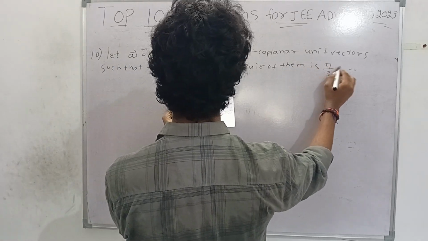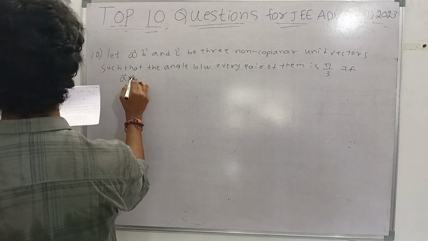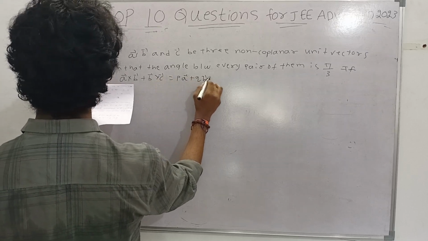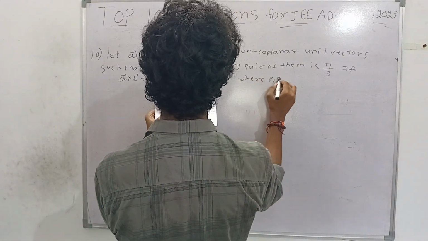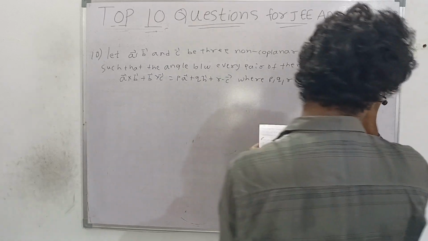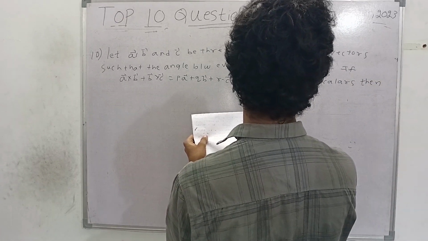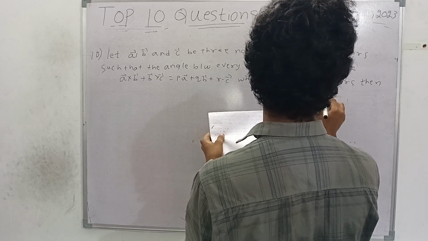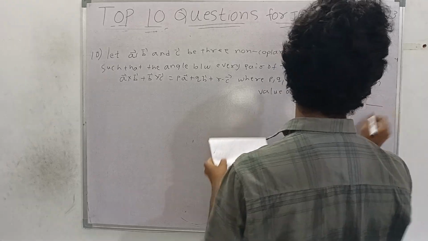The angle is pi by 3. Same question, but after pi by 3 the question transforms into another thing: a cross b plus b cross c equal to p a vector plus q b vector plus r c vector, where p, q, r are scalars. Then the value of (p square plus q square plus r square) divided by q square is equal to how much?